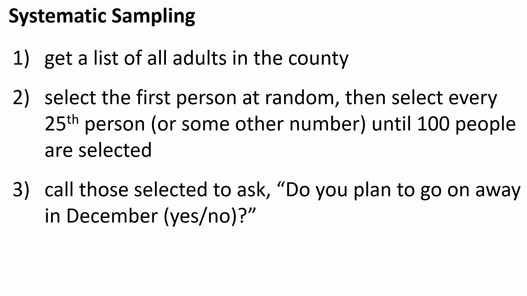And so again, at the end, of course, you have to call all those people and ask them, yes or no, do you plan to go away in December? So that's systematic sampling, and you can see why it's called systematic. It's because apart from the first person who's selected, everyone else is selected in a sort of systematic way. But in the end, it still gives you a random sample.